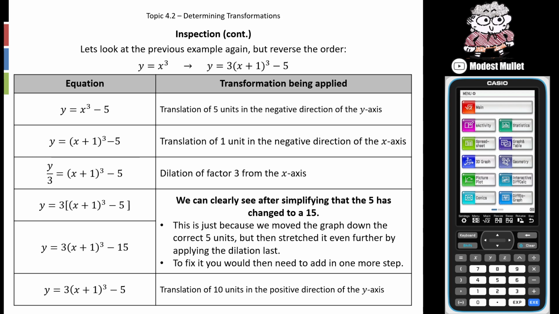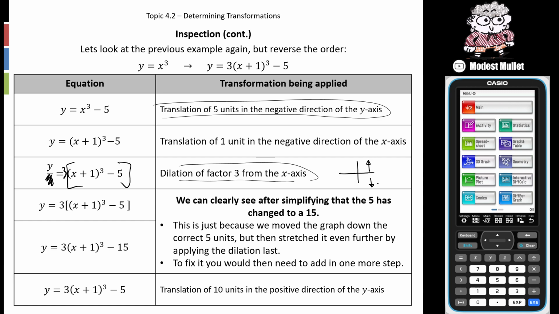If we look at something, if we did it in the wrong order, I'm going to scrub that out and put it there. If we try to apply this translation first in the y-axis before the dilation of 3 from the x-axis, which technically impacts the y-coordinate because you're stretching it up and down. If you translate it up and down and then stretch up and down, those compound on each other.